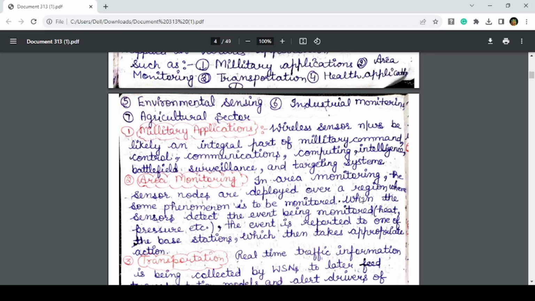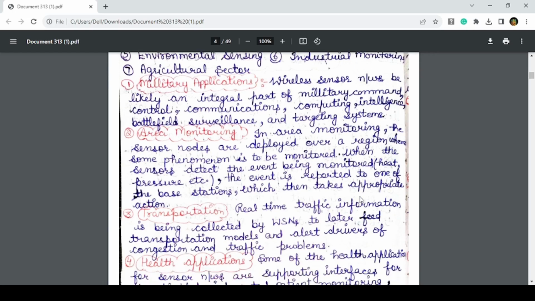Second is area monitoring. In area monitoring, sensor nodes are deployed over a region where some phenomenon is to be monitored. When sensor nodes detect any event which is monitored by the sensors, like heat, pressure, etc., the event is reported to one of the base stations, which then takes appropriate action.